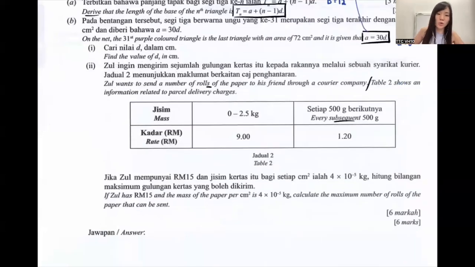So now, if Zoe only has 15 ringgit, and the mass is heavy, because normally when you want to send out things, it is based on how heavy it is, or sometimes on the size, but now it is based on how heavy. The mass of the paper per cm square is this much. Every 1 cm square is 4 times 10 power negative 5 kg. Calculate the maximum number of rows of paper that can be sent.